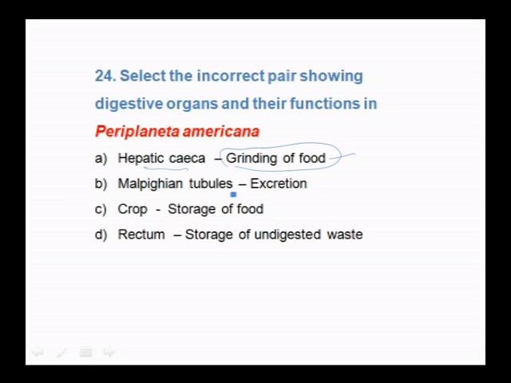Look at the second one. Malpighian tubule for excretion, this is correct. Crop for the storage of food, this is also correct. Rectum helps in the storage of undigested waste, this is also correct. We need to identify the incorrect match. The incorrect match is option A.